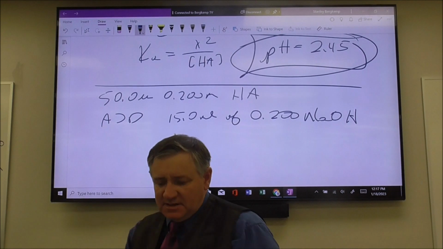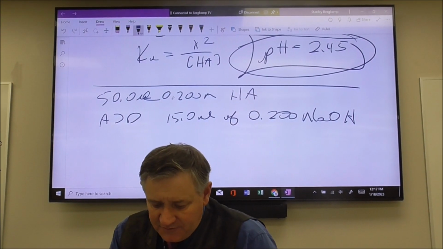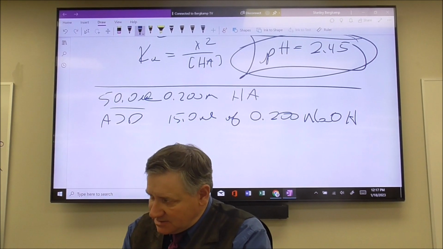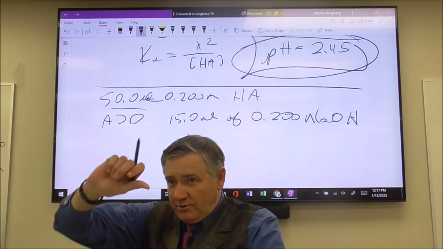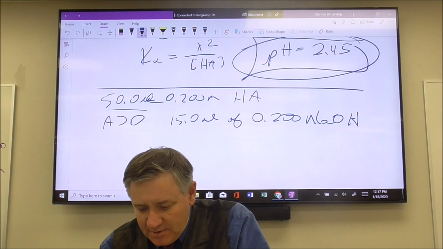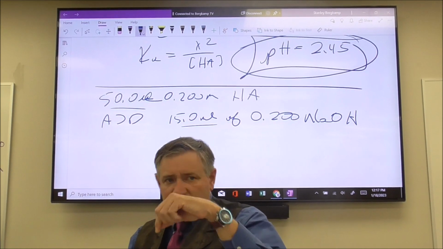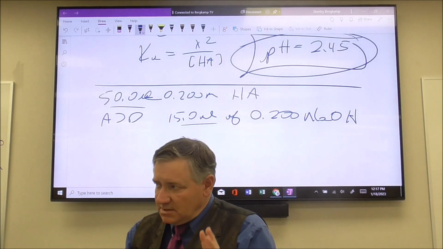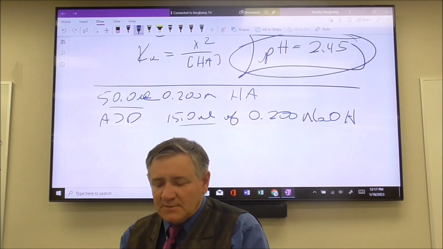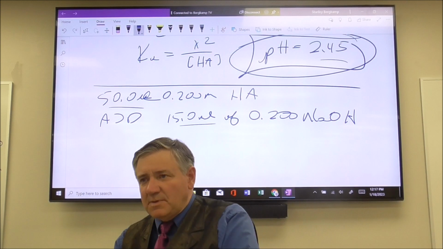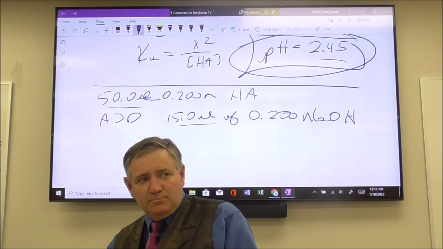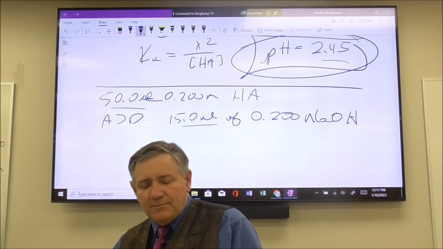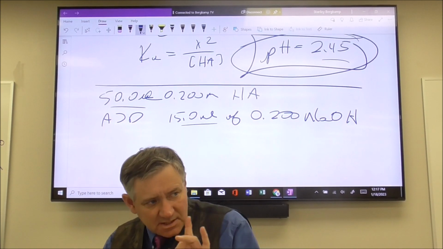Okay, so imagine this. I've got 50 milliliters of a 0.2 molar solution of your acid. It's sitting there in the beaker. You're going to crank open the valve, and you're going to add 15 milliliters of sodium hydroxide to this. What I want to know is what's going to be my pH at this point. Now, clearly, what should my pH be relative to 2.45, above or below? Above. Above, okay?